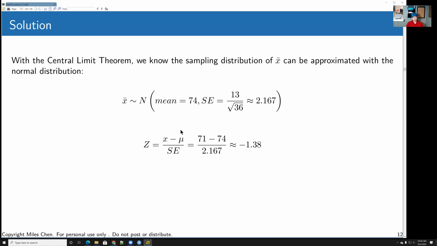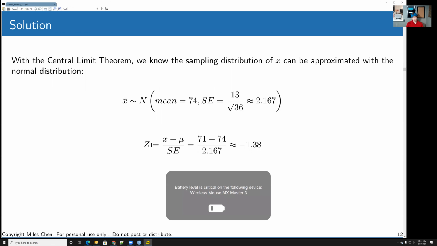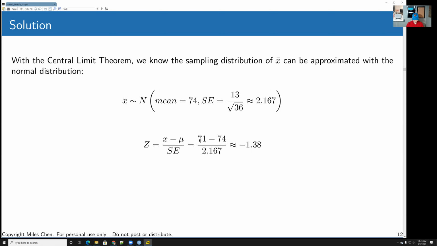And then we're going to find the z-score of the value in question, which is, I'm getting a warning that my battery's running low. Plug that in.